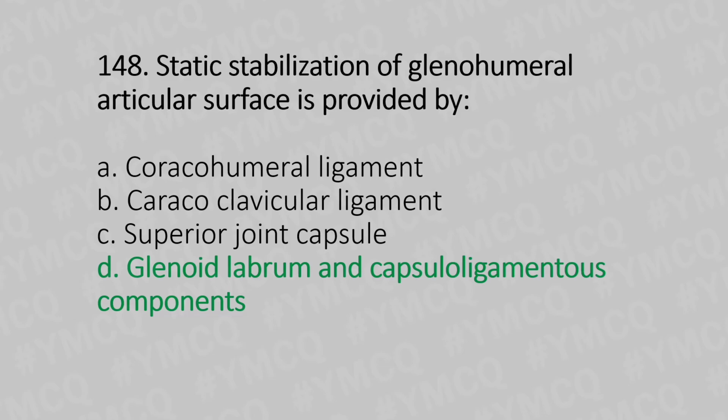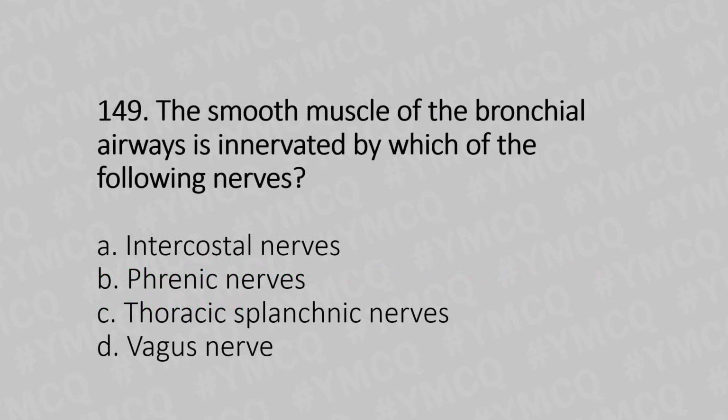Now let's move to question number 149. The smooth muscle of the bronchial airway is innervated by which of the following nerves? Option A, intercostal nerve; option B, phrenic nerve; option C, thoracic splanchnic nerves; option D, vagus nerve. And the answer is option D, vagus nerve.